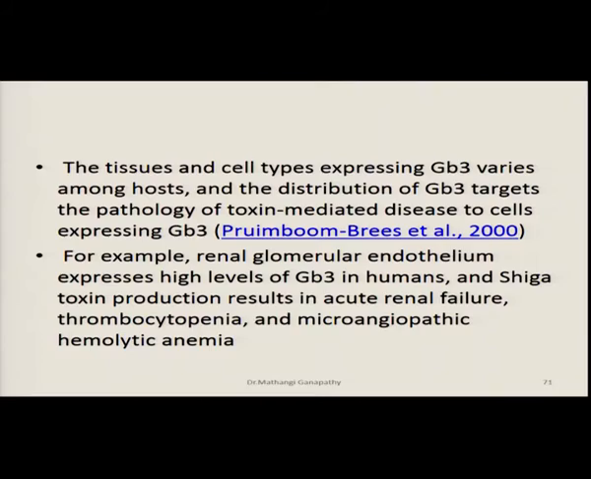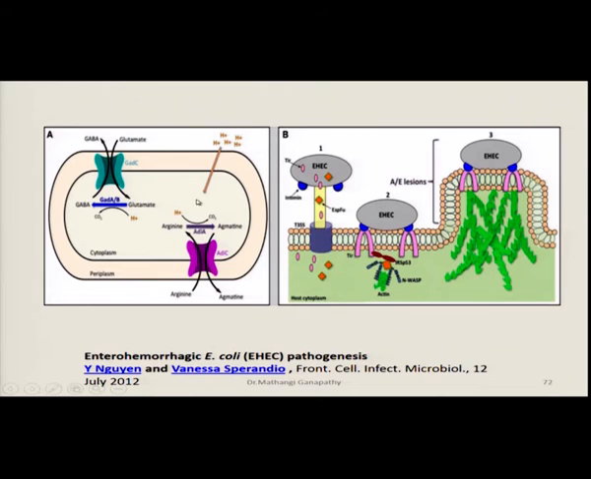For example, the renal glomerular endothelium expresses high levels of Gb3 in humans. So, Shiga toxin production results in acute renal failure in this case, thrombocytopenia and microangiopathic hemolytic anemia. So, the cells or the tissues which have the Gb3 receptor are more prone to Shiga toxin than the other tissues where the distribution of Gb3 receptor is not much. So, this is how the pathology works out in the case of an enterohemorrhagic E. coli. The receptor is bound and the organ is bound, and you have the symptoms causing the manifestation in the tissues concerned.